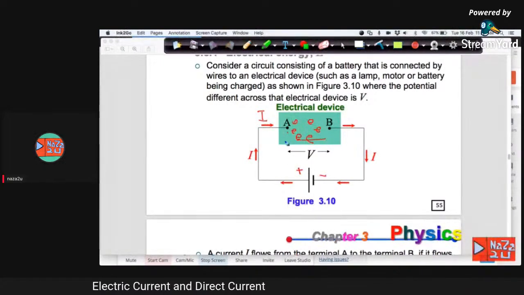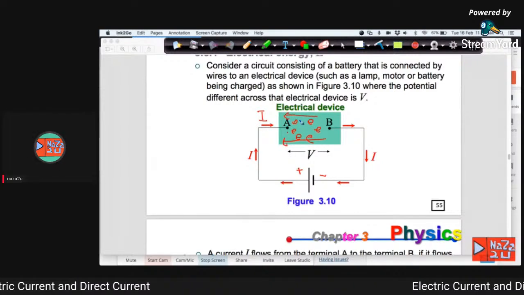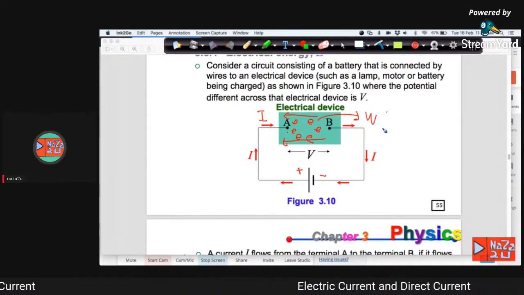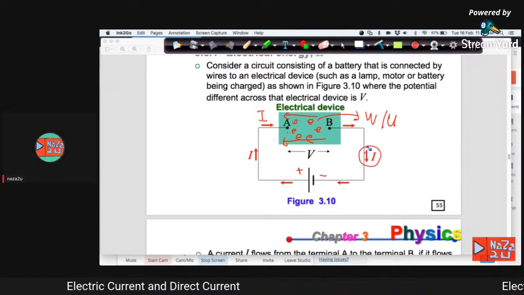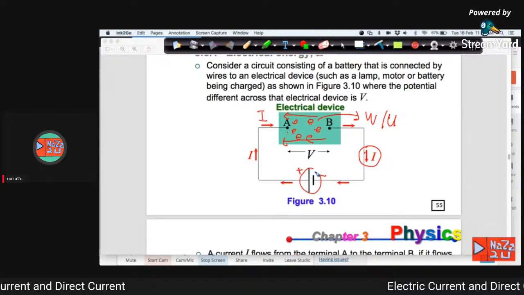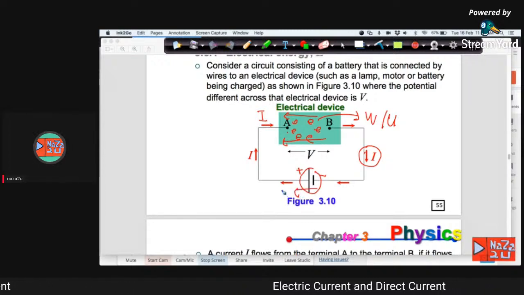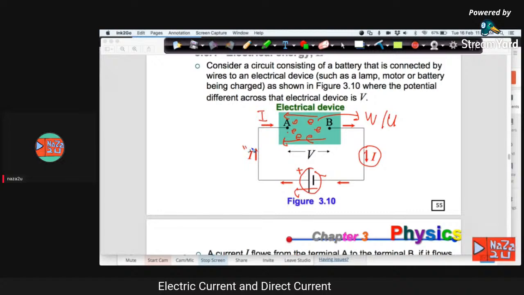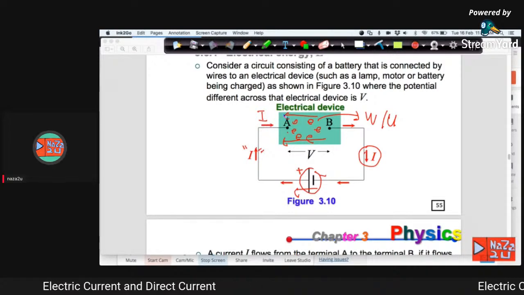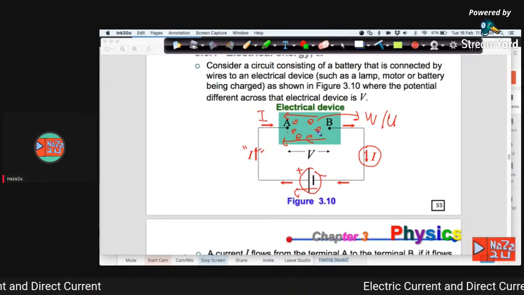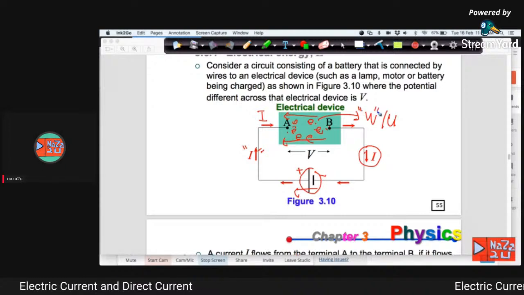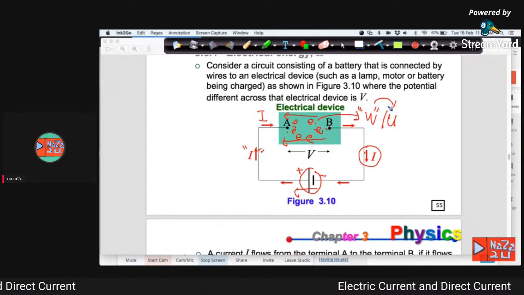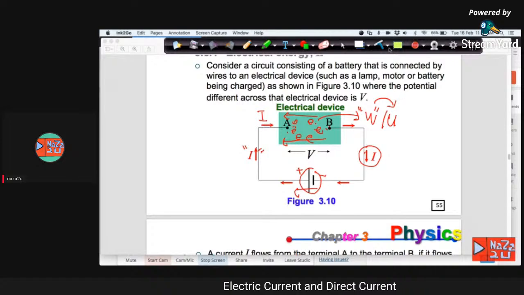Elektron bergerak ke arah sana. Untuk menggerakkan elektron ini, kamu perlu melakukan kerja. Kerja itu merujuk kepada tenaga. Tenaga yang dipindahkan daripada arus elektrik yang dibekalkan oleh bateri. So meaning here, from battery, energy is transferred to the current flow I. So current flow in the circuit moves electron or charge from B to A. So pergerakan charge daripada B to A ini merujuk kepada kerja yang dilakukan. So kalau kerja dilakukan mesti ada tenaga. Right?